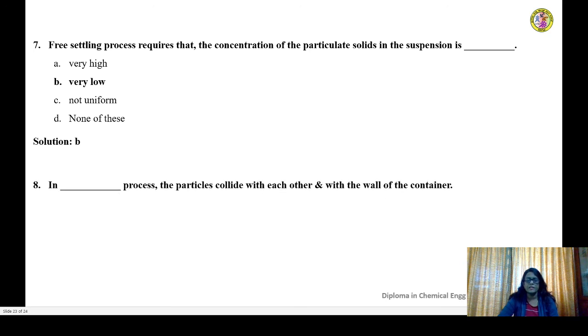In which process do the particles collide with each other and with the wall of the container? The options: inlet settling, free settling, rapid settling. Is it none of the above options? So the collision between particles and with the wall of the container takes place in the hindered settling process, where the concentration is very high and the particles are very close to each other. So the right option for this question is the first option, hindered settling.